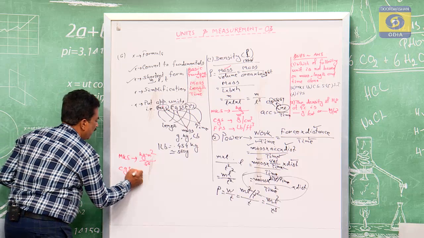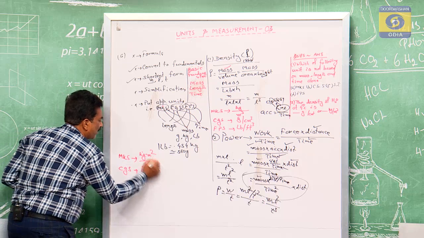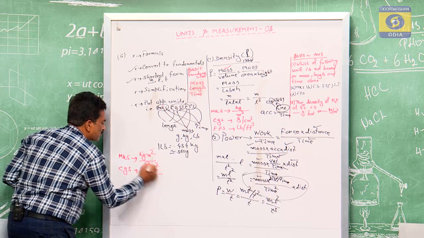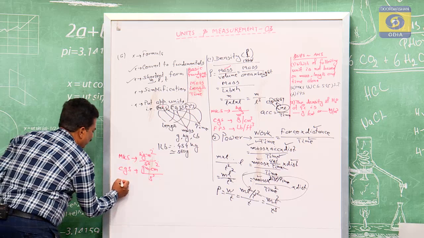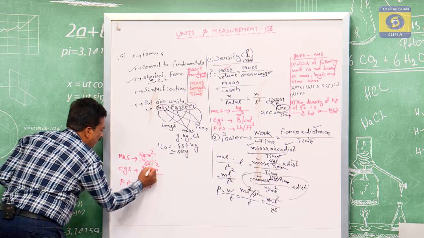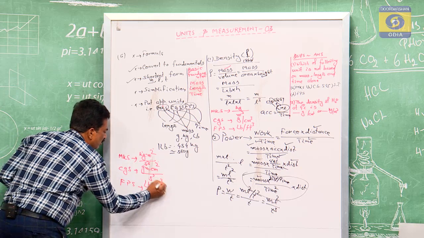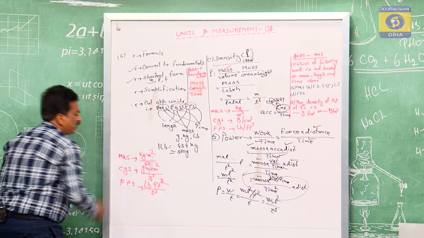Then for the CGS, kg will be gram, meter will be centimeter, meter square will be centimeter square, second cube will be second cube. Similarly, for the FPS, F is pound, P is foot, so that is foot square by second cube.